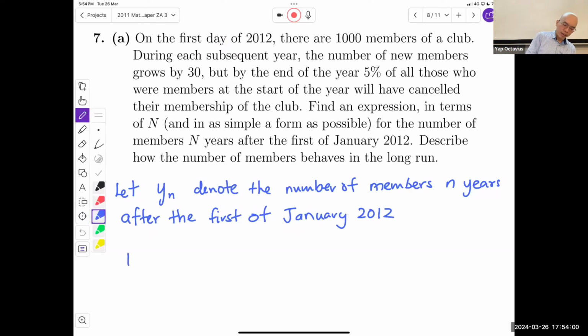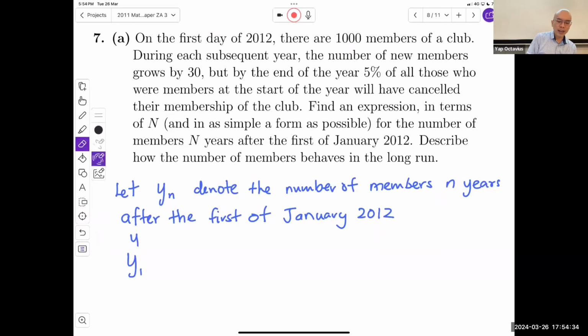Y1 is the number of members 1 year after the 1st of January. Then this one, how? Because the year hasn't passed, right? 0 years after the 1st of January, on the first day, still in the same year. So why 0? This is the problem, because I also have this problem.